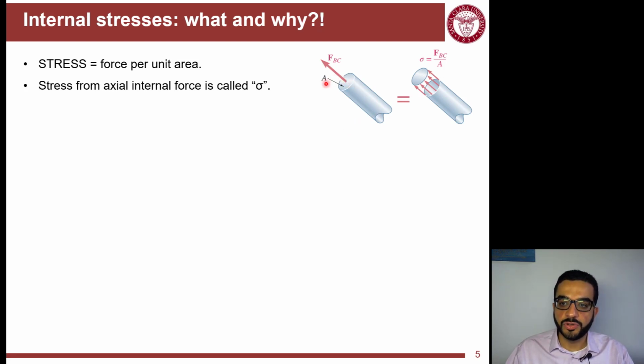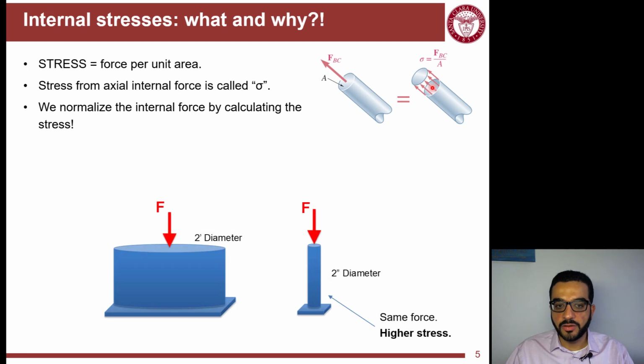This is a member that I cut to reveal the internal force within. Now the idea is we calculate the internal stress of this internal force on that cross-sectional area A. For this case, it's an axial force that results in a normal stress, sigma, which is equal to force over area. We normalize the impact of this internal force by dividing it over the area. So I have a force per unit area, and that will help us translate that basic understanding of this problem.